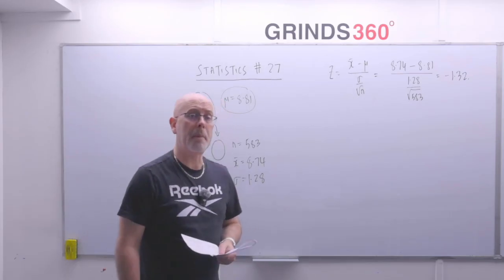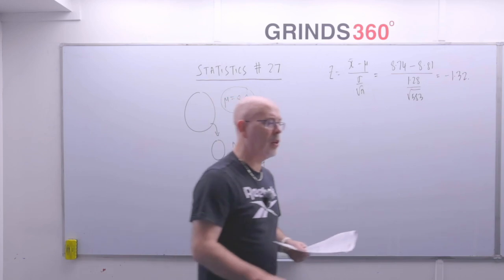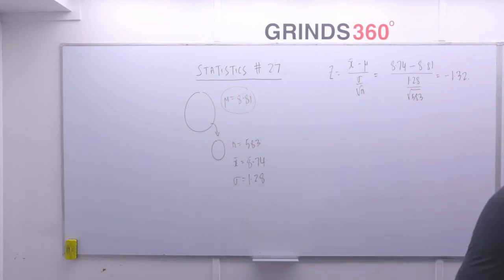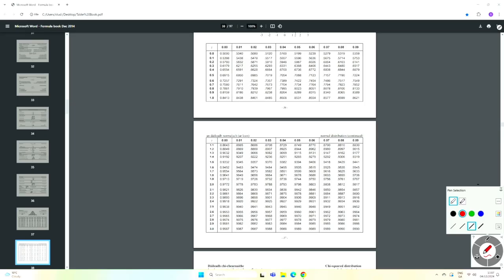We now look it up. We go to the formula booklet and look it up, as with any other z value. I'm going to look up 1.32. So find the number 1.3 in the left hand column, and then find the second decimal, a 2, across the top. So 1.32 there, and that's the value we're looking for, 0.9066.